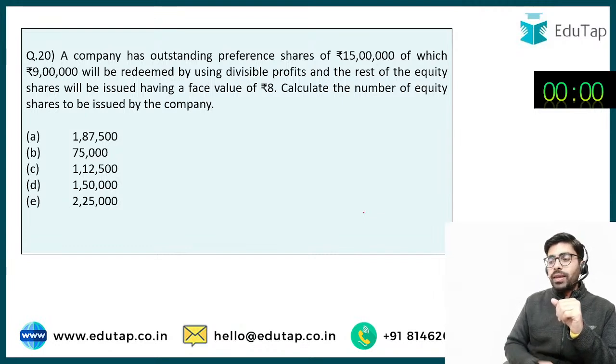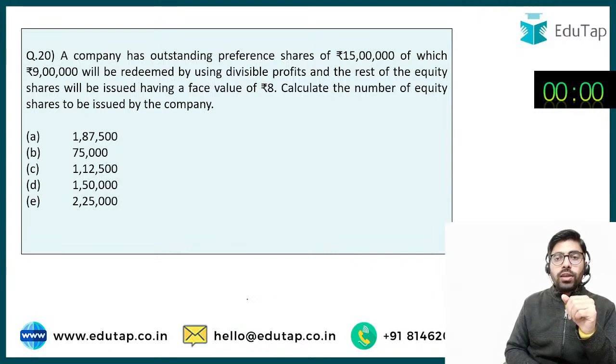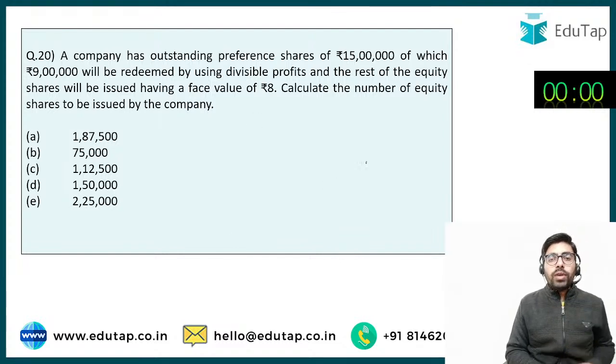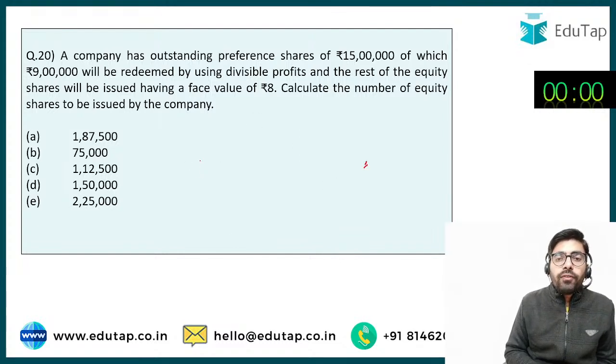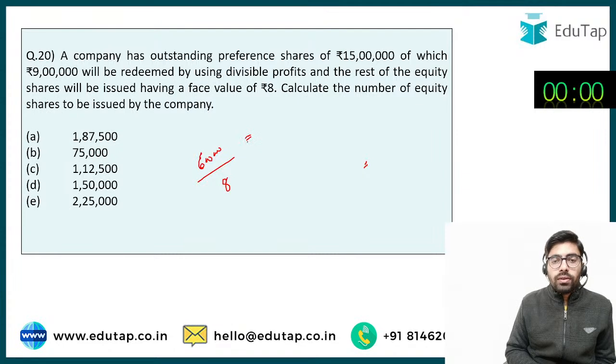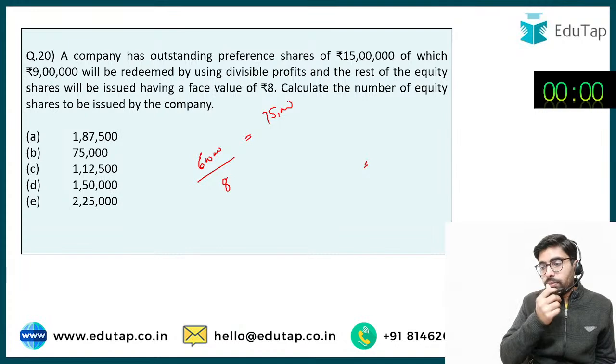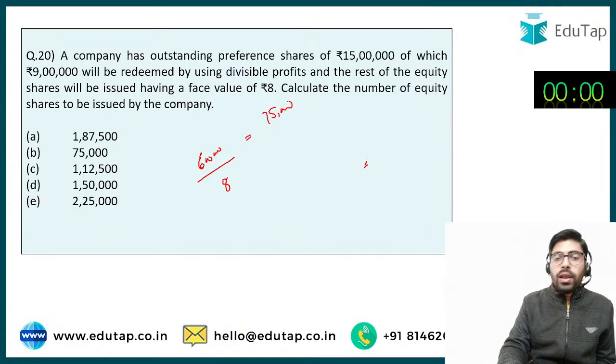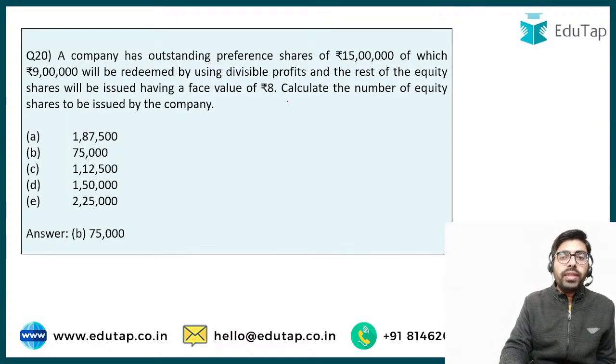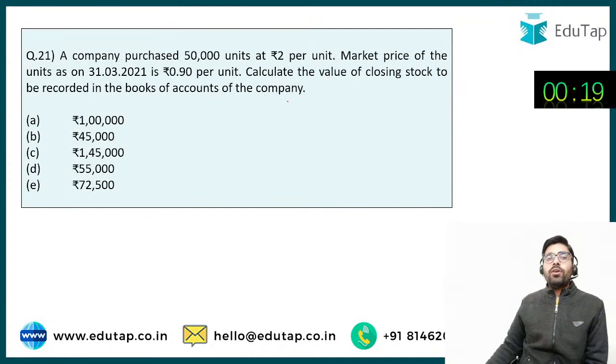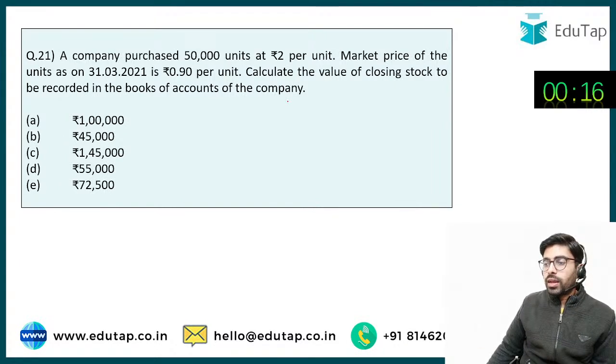Sonia is saying option B. It's a very easy question. Rishabh is also saying option number B. So 15 lakh we have to redeem and 9 lakh using the profits. So balance 6 lakh by issuing the shares. So one share is of rupees 8. So total shares to be issued are going to be 75,000. Vinayak, Nidim, Shri Ram, Nisha, Anupama, Nakul, Tanu, Pooja, you all are right. 75,000 is going to be the answer. Now let's come to the next question.